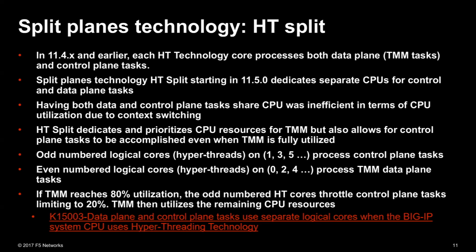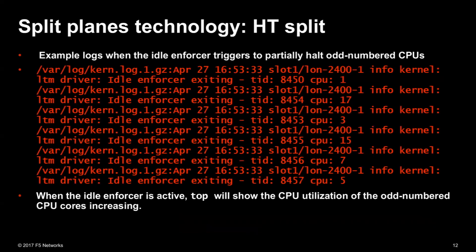So when this happens, the BIG-IP system logs a message in the kernel log that we will see in the next slide. You're going to expand on this information in the troubleshooting article that you have there. When the TMM reaches 80% and needs more CPU to process data, it will throttle on the odd core, and this is what will be logged in the kernel log.